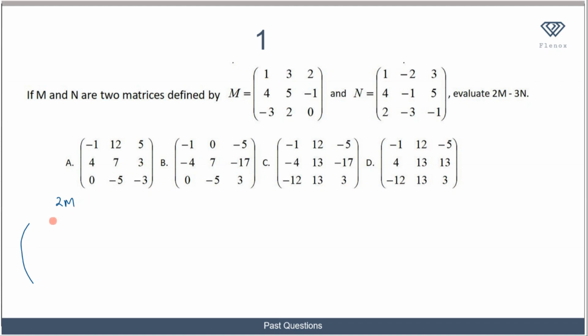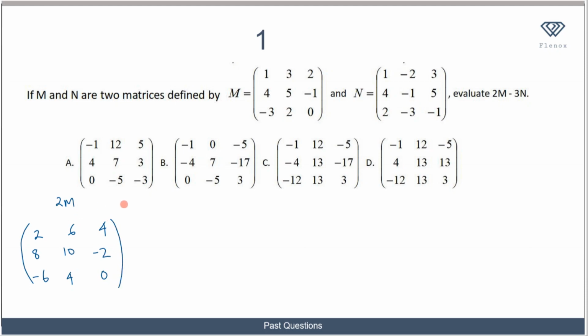So 2 times 1 becomes 2. 2 times 3 becomes 6. 2 times 2 becomes 4. 2 times 4 becomes 8. 2 times 5 becomes 10. 2 times minus 1 becomes minus 2. 2 times minus 3 becomes minus 6. 2 times 2 becomes 4. And 2 times 0 becomes 0.